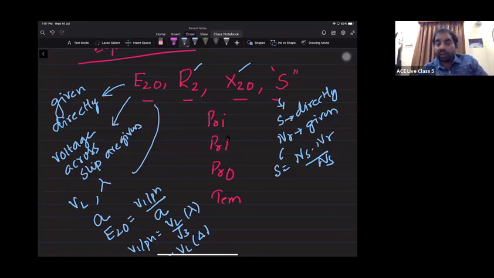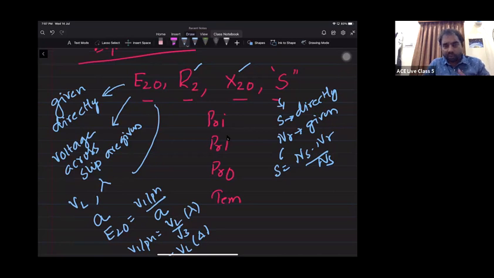And if I want to calculate the performance parameter, I need the slip. The slip may be given directly, or the slip may be given indirectly with the help of a speed, and you can calculate that. Yes, and you can calculate all the performance parameters. Is it clear?